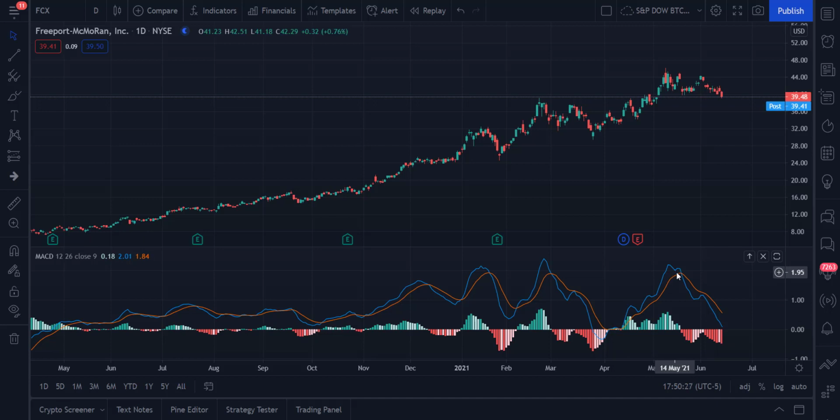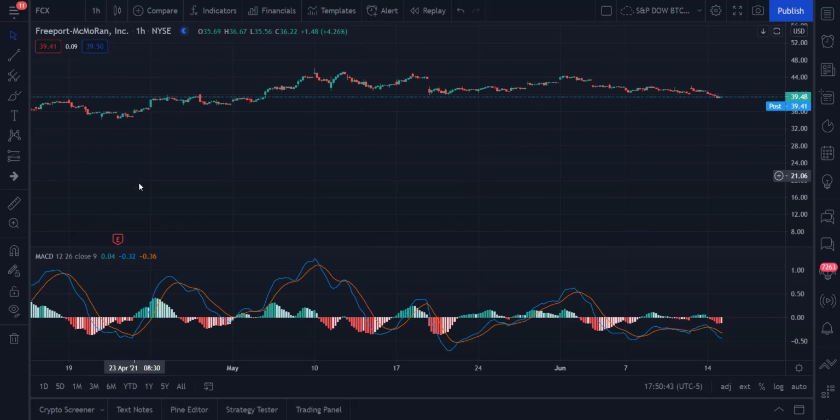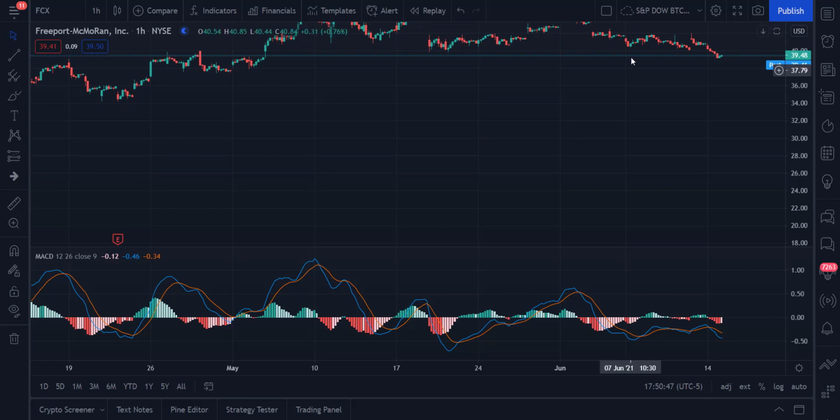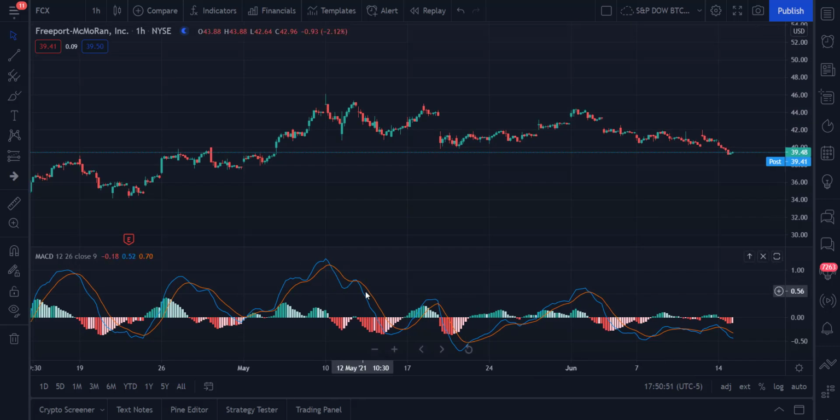So the thing that I'm very aware of with the MACD is that if you just use these crossovers, these bullish and bearish crossovers, it is prone to give you a lot of signals, and some of those are going to be false. So when you take it to a smaller time frame, like the 1 hour time frame, you're going to get more crosses. So here you had a bearish cross, right?